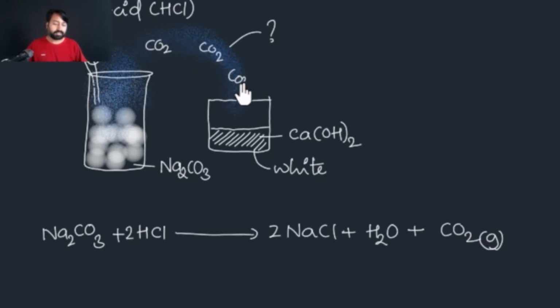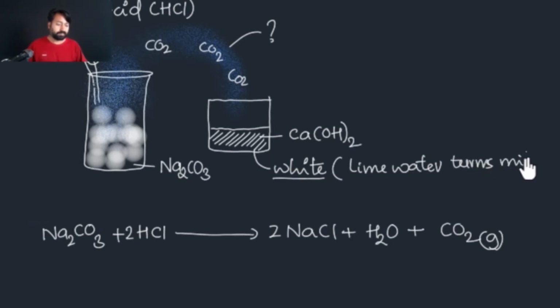When CO2 gas reacts with the calcium hydroxide, it turns white. This is called lime water turning milky. The reason is that lime water is colorless, and later when it combines with carbon dioxide, it converts into white, that is, milky.